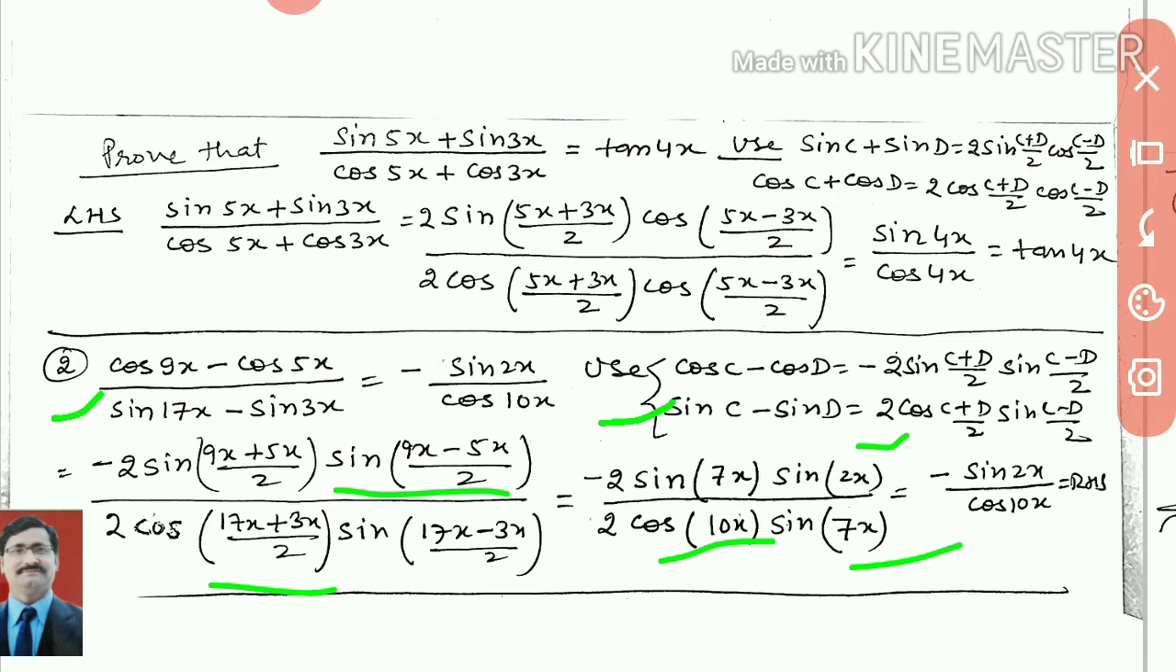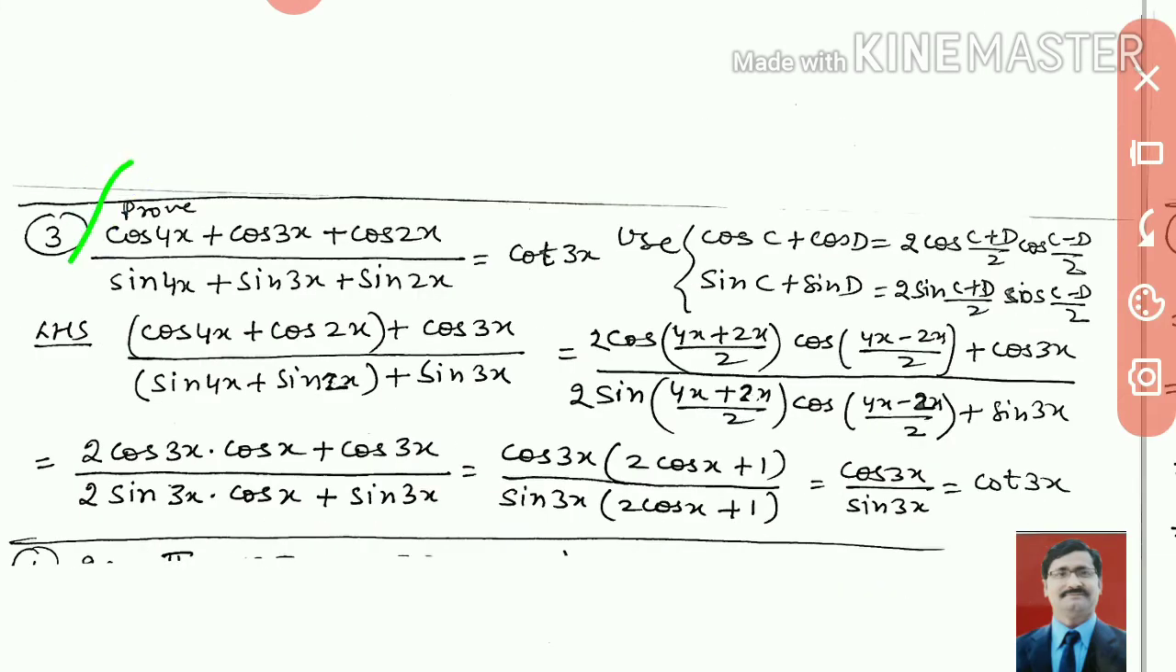Now you can check here that 2 and 2 you can cancel, and sin 7x and sin 7x you can cancel. Remaining we have minus 2 sin 2x upon cos 10x, and that is your right hand side. All of you understand this?